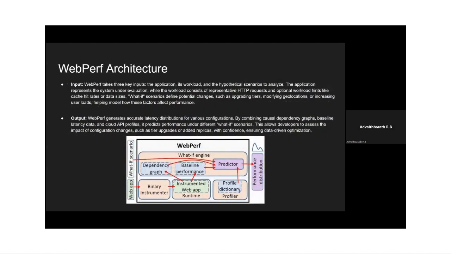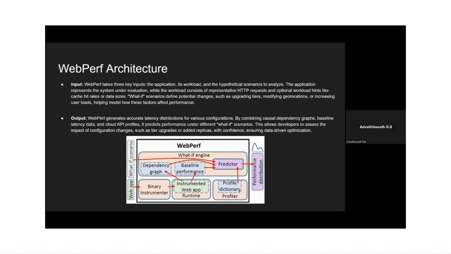Let's go to WebPerf architecture. Let's dive into the architecture of WebPerf. It operates through three main components. Input: WebPerf takes three inputs. The application being evaluated, workload characteristics such as request patterns and data sizes, and hypothetical what-if scenarios like upgrading a resource tier or increasing the user load.